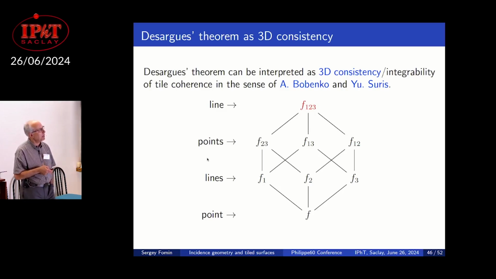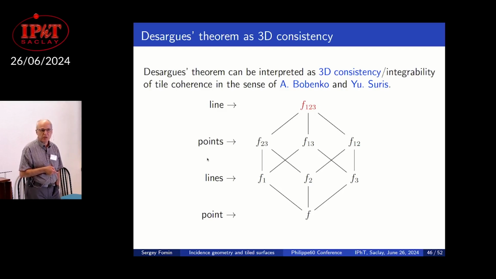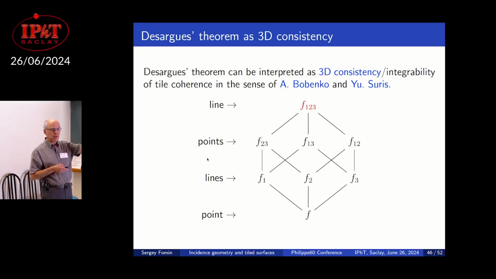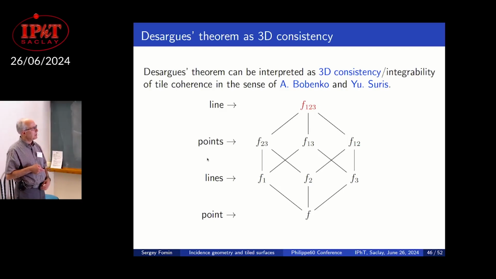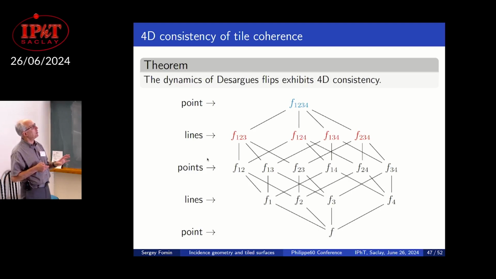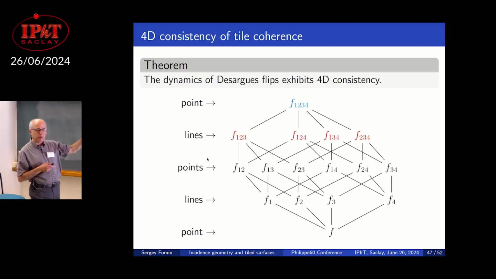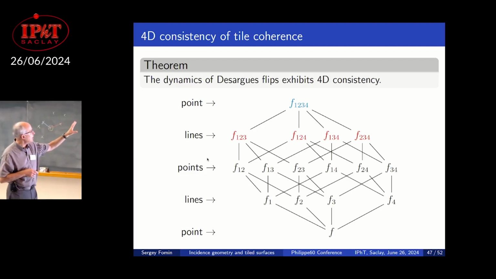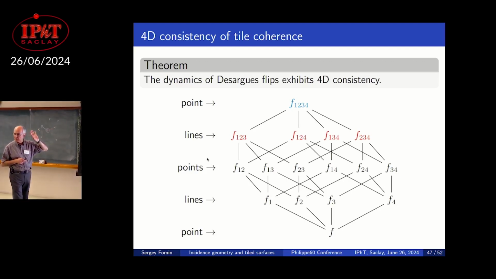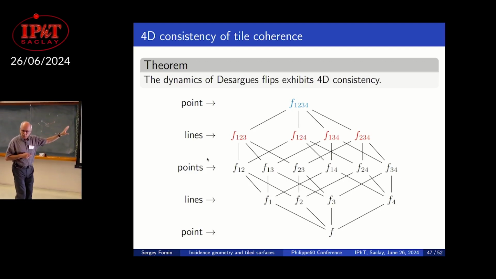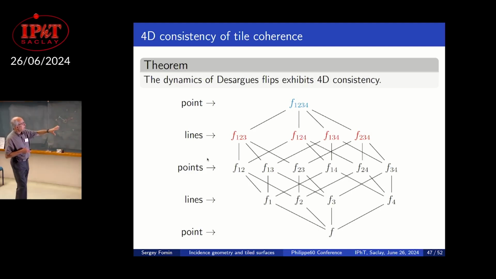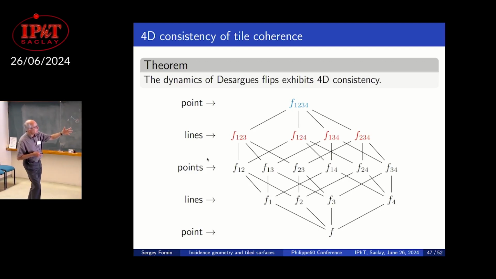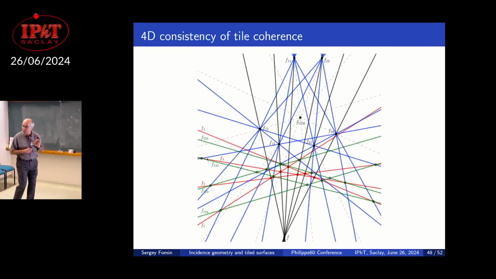So Desargues' theorem can also be interpreted as building some kind of 3-dimensional dynamics, where 7 objects define the 8th, and a natural question, according to the yoga of Babienko and Souris, that interpret discrete integrability as 4D consistencies, is to ask whether this thing exhibits 4D consistency, and we prove that it does. And I don't have time to explain what that means, except to show you the picture.